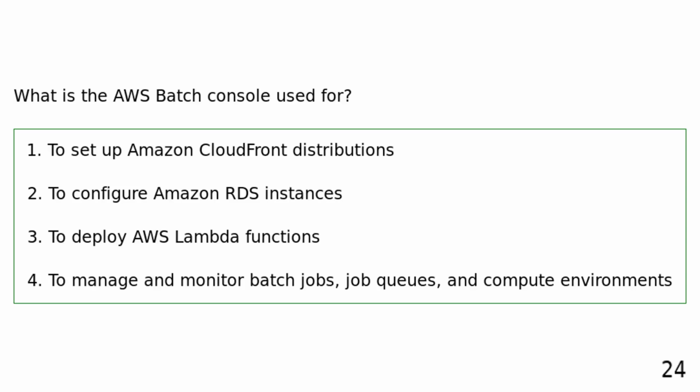What is the AWS Batch console used for? To set up Amazon CloudFront distributions. To configure Amazon RDS instances. To deploy AWS Lambda functions. To manage and monitor batch jobs, job queues, and compute environments.